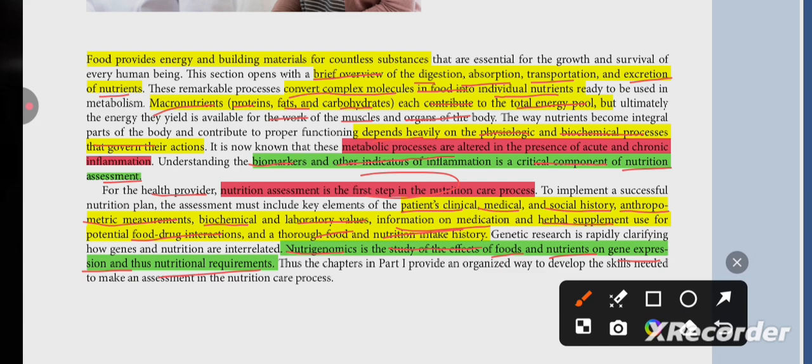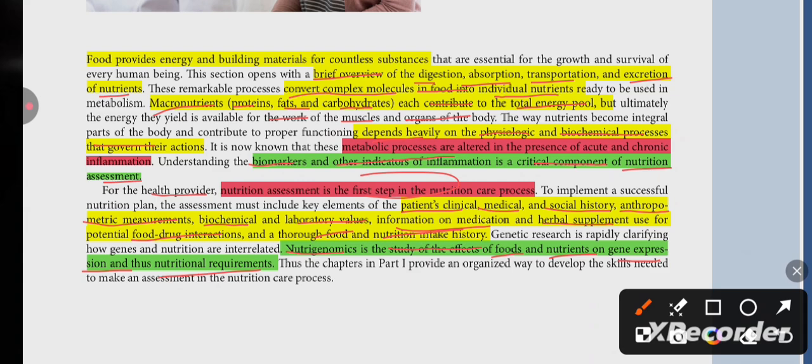That was our first lecture, an introduction to the nutrition assessment. This was the basic brief overview. We will discuss it more deeply in our coming lectures. Stay updated.